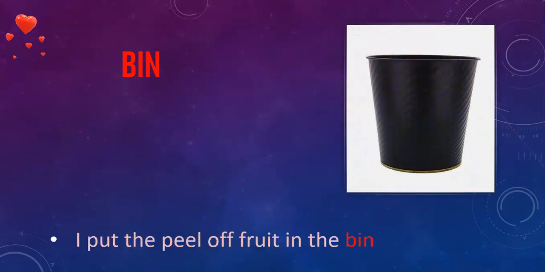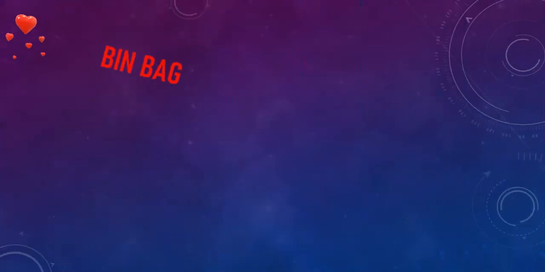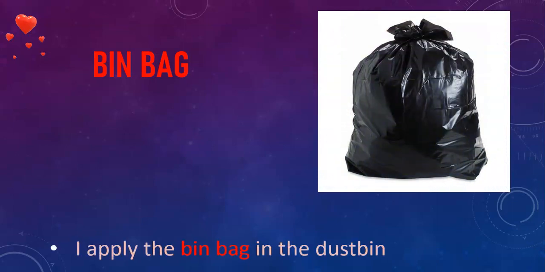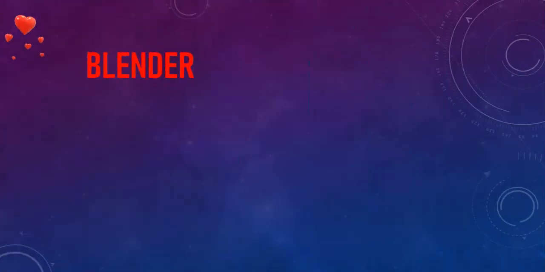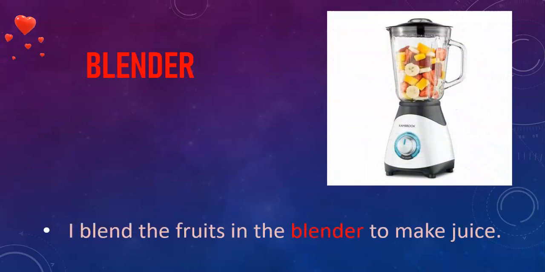I put the peel of fruit in the bin. Bin bag. I apply the bin bag in the dustbin. Blender. I blend the fruit in the blender to make juice.